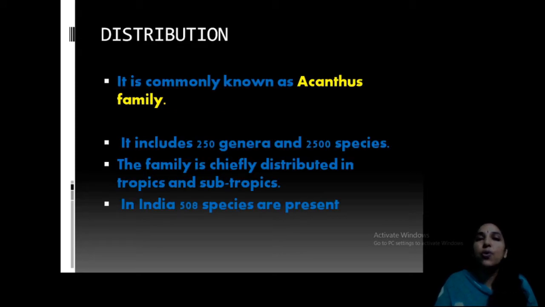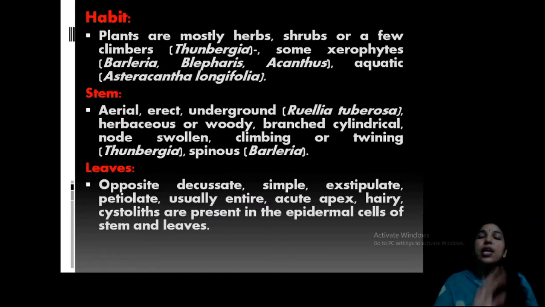Now distribution. This plant is very common in most areas, and this family is commonly known as the Acanthus family. You know the plant Acanthus ilicifolius, wild chulli, very common in our paddy fields. This family includes about 250 genera and 2500 species, usually distributed in the tropical and subtropical regions. India has 508 species. Clear? Now about the habit.